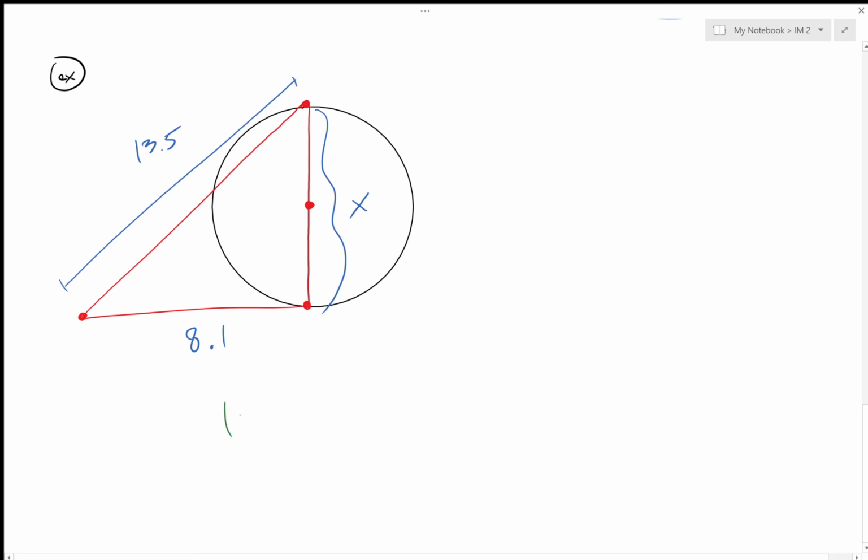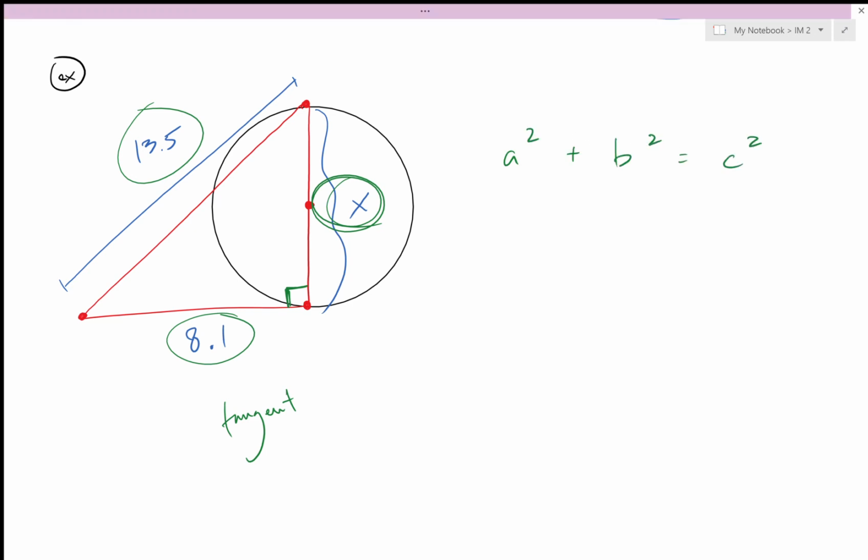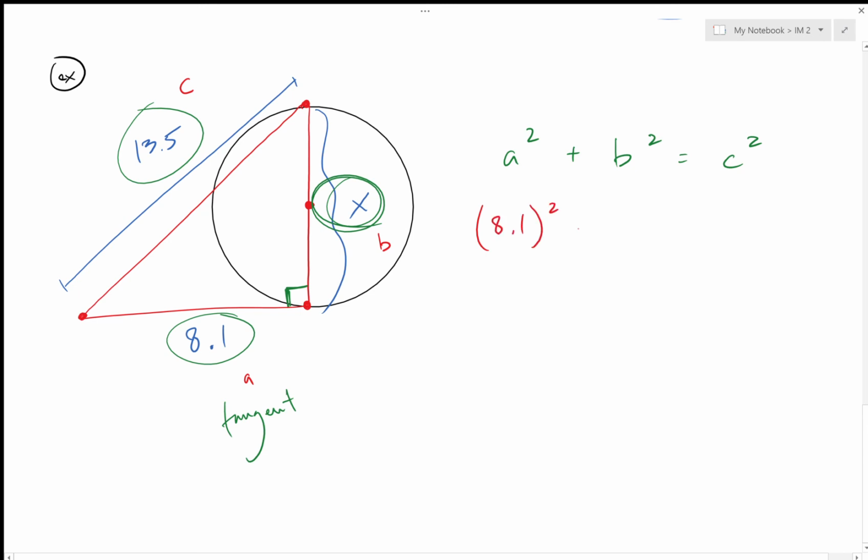Again, they already tell us that this is going to be tangent to the circle, so it is a right angle here. Having two sides, trying to find the third, that means we're going to use Pythagorean theorem. C, always the most important side. C is going to be your hypotenuse, in this case 13.5. A and B don't really matter. I'll go A here, B here. So instead of A, we're going 8.1 squared plus B, that's the x that I'm trying to find, equals C, 13.5 squared. And you'll notice I use parentheses on this just because of that decimal stuff there.